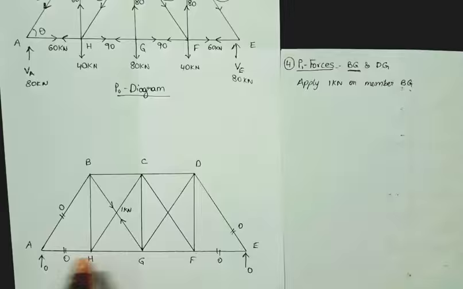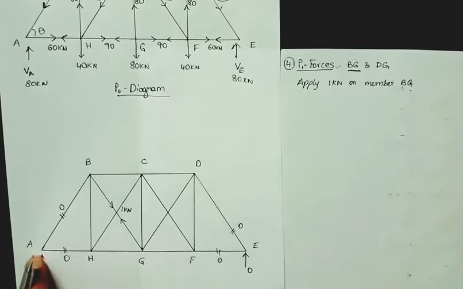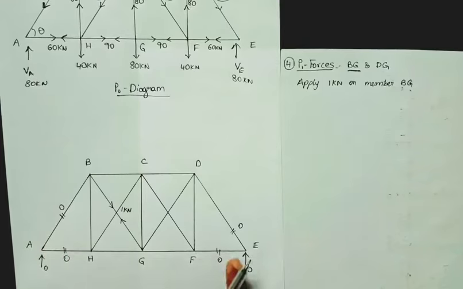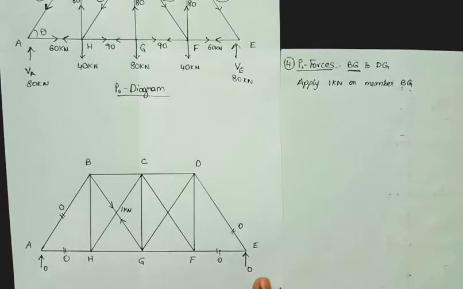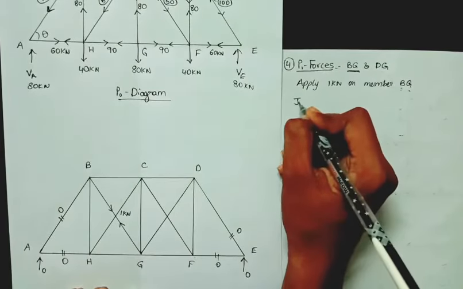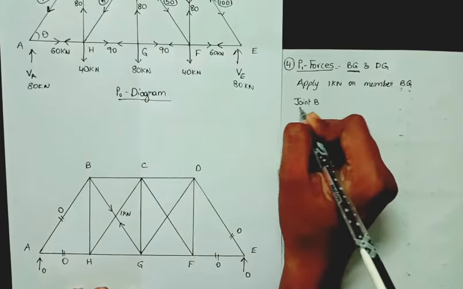So if you don't understand why these members became 0, then you can take joint A, resolve the members, and you can find the member forces in these two members and these two members. It will be equal to 0. Now I will take joint B. I will take one joint as an example and I will explain how to calculate. So I am taking joint B.